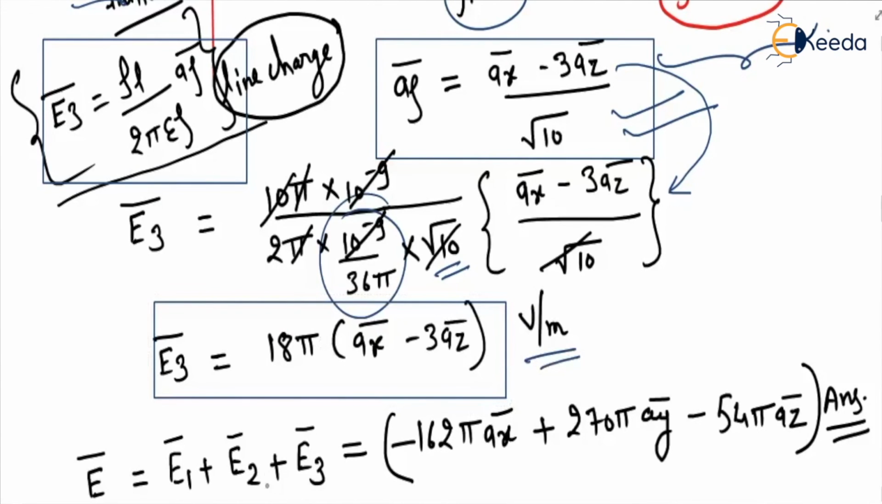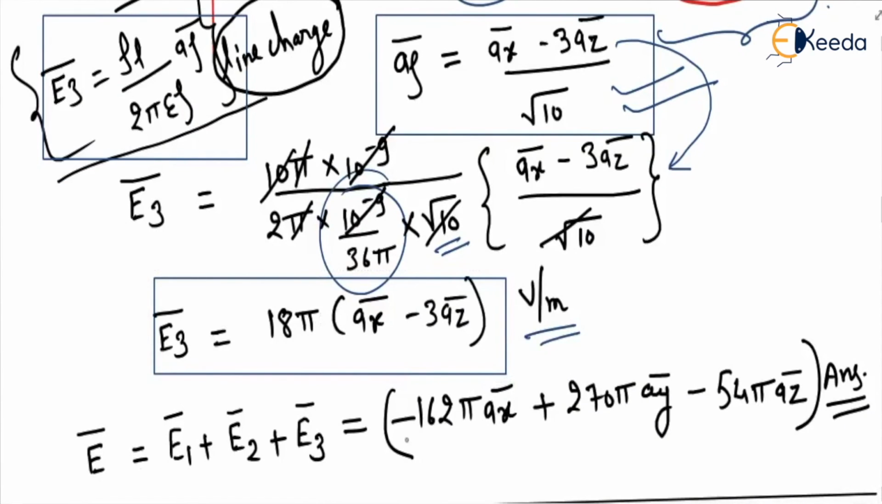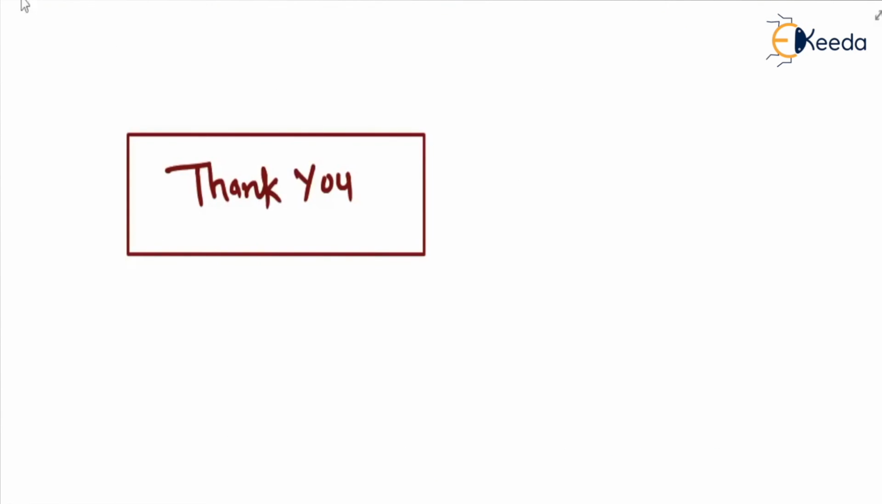And finally we will add these three vectors and we will get our desired answer. When we add these three vectors, the answer becomes minus 160π a_x plus 270π a_y minus 54π a_z. So thank you students.